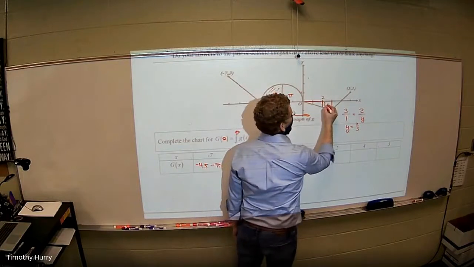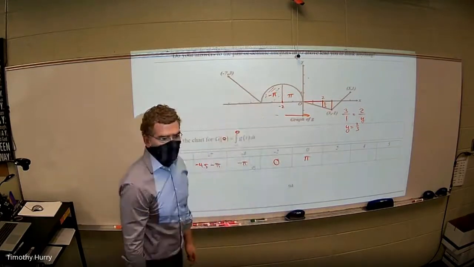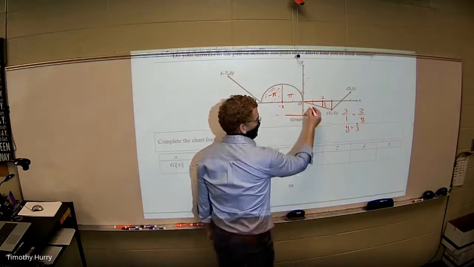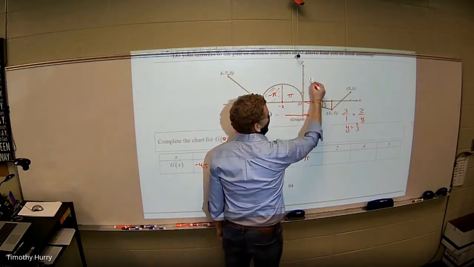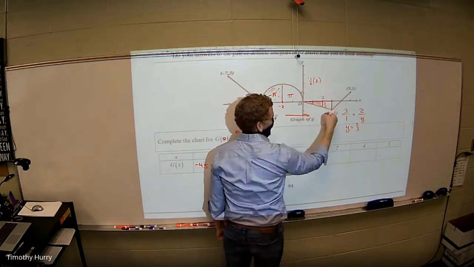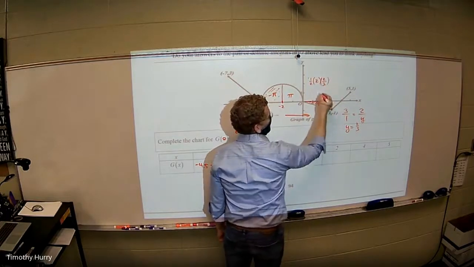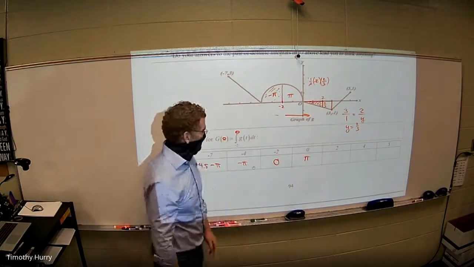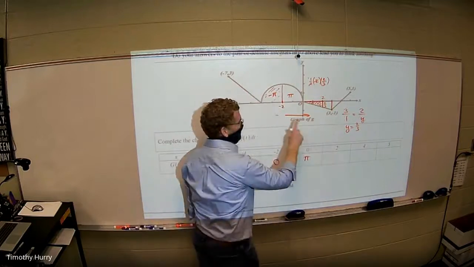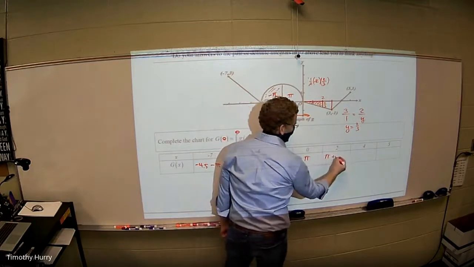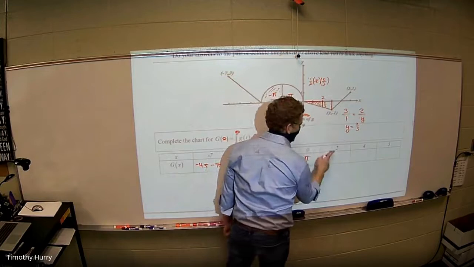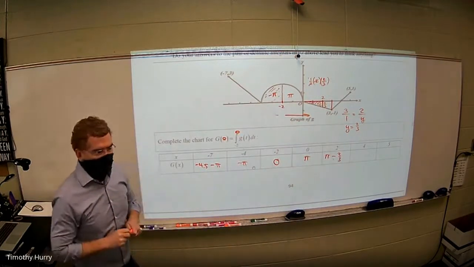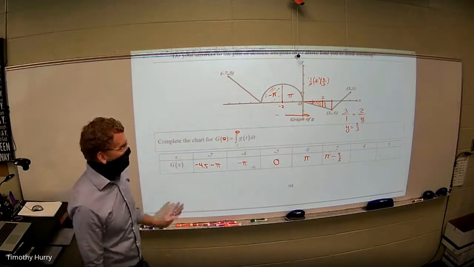So if that's a length of 2/3 right there, then what would be the area of this triangle? Right here, this little part right here. 1/2 base, height, which ends up being 2/3. Are we good? So this 2 ends up being what? Pi minus, because it's below, 2/3. So far, so good?